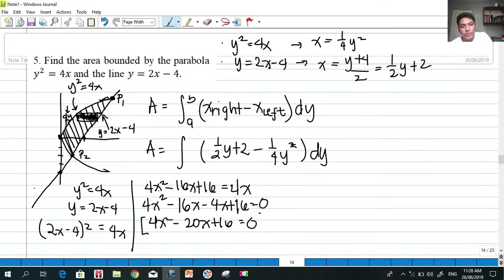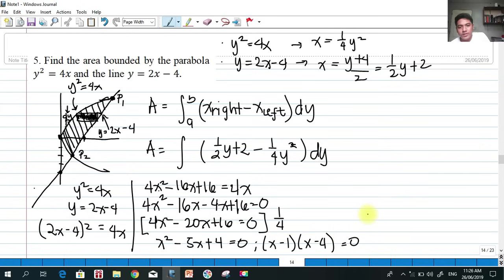We can divide this whole equation by 4, so that we have x squared minus 5x plus 4 equals 0. We can factor this: (x minus 1)(x minus 4) equals 0. In other words, the x-intersections are x equals 1 and x equals 4. These are the points of intersection in the x coordinate. This would be 4, that is for sure, and the x coordinate of the second point of intersection is 1.